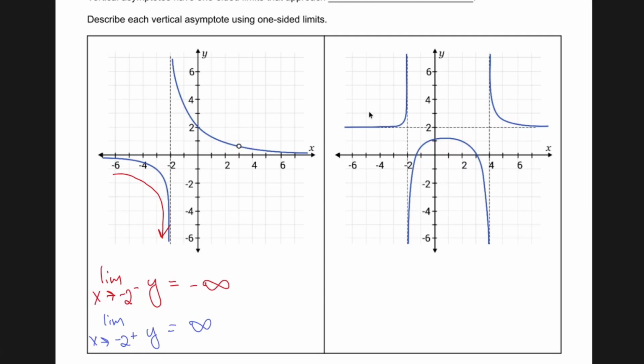Let's do it again, knowing very well that I have 2 vertical asymptotes to deal with here. The limit as x approaches one of my vertical asymptotes, which is -2 again, from the left of y. As I go towards -2 from the left, I shoot up here, which is going to be positive infinity. Using -2 again, my limit as x approaches -2 from the right side: as I go towards -2 from the right, I'm shooting downward, which gives me a negative infinity for a limit.